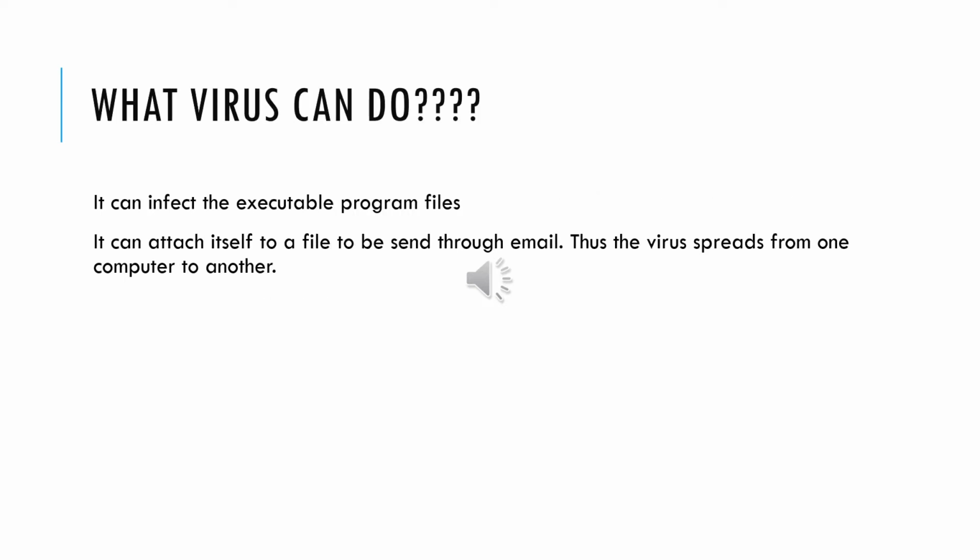What can a computer virus do? A computer virus performs the following actions. It can infect the executable program files like Microsoft Word and operating system programs. It can infect the file before it is attached to an email message or transferred to a disk. Thus, the virus spreads from one computer to another.